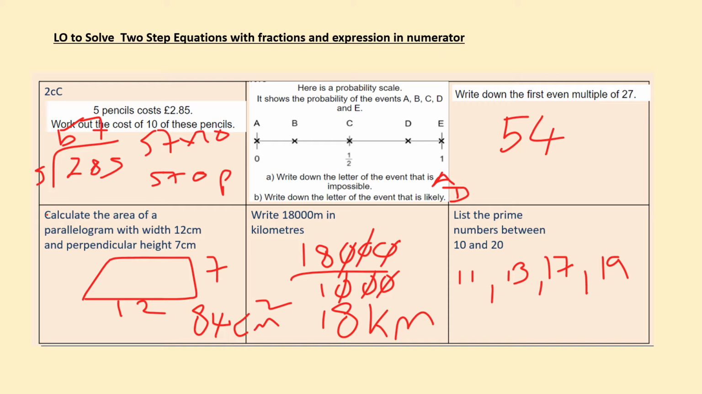Okay, 18,000 metres in kilometres. So if we divide by 1,000 metres in a kilometre, 18,000 divided by 1,000 is 18 kilometres. Prime numbers between 10 and 20: 11, 13, 17, 19.